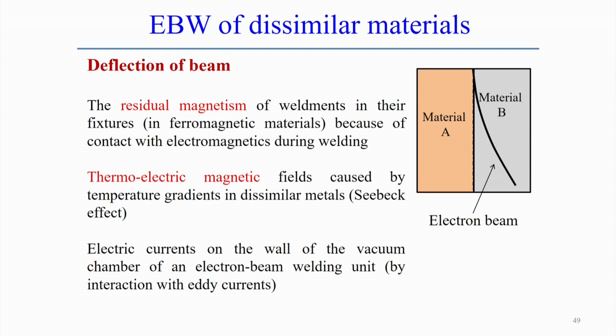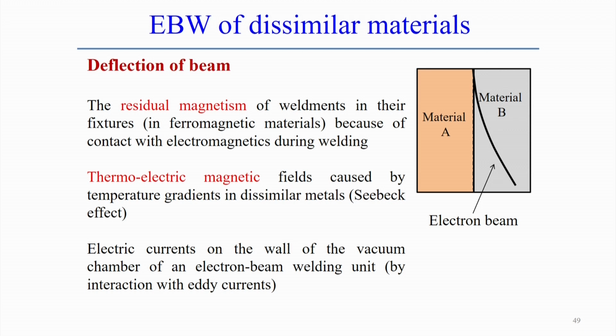So, in most cases of dissimilar combinations of materials, the beam gets deflected towards a certain material. If we see that figure, we started by focusing the electron beam exactly on the interface between material A and B, but if we look throughout the depth of penetration, the beam is gradually deflected towards one of the materials. So, that actually creates an insufficient joint between these two dissimilar materials.